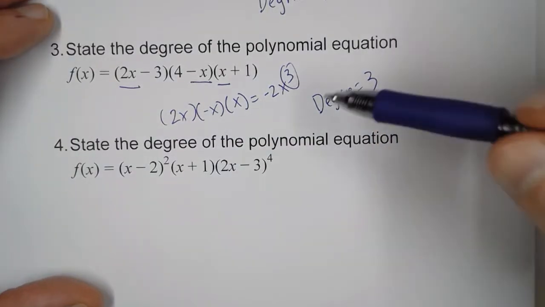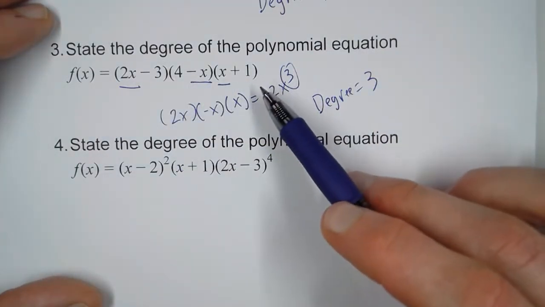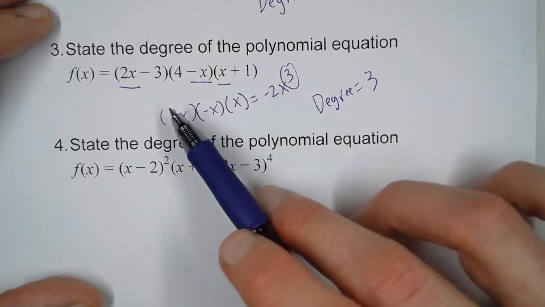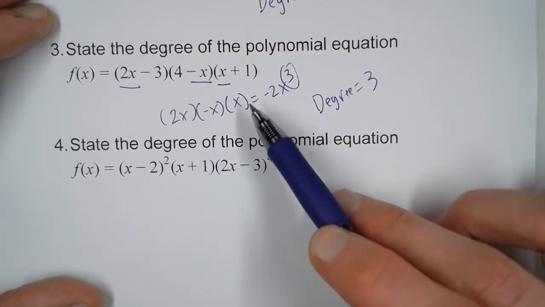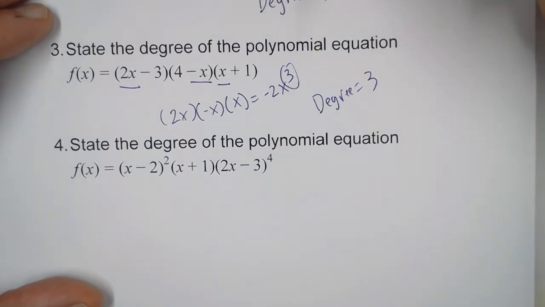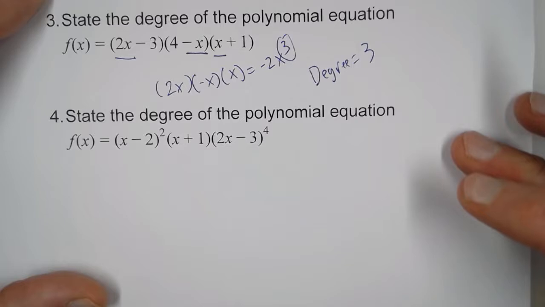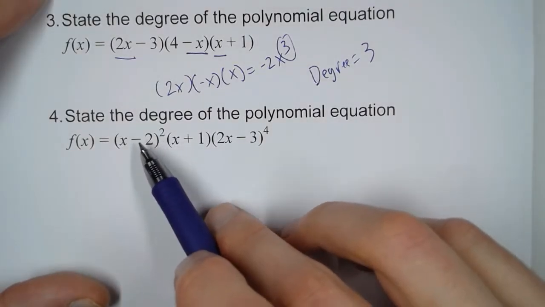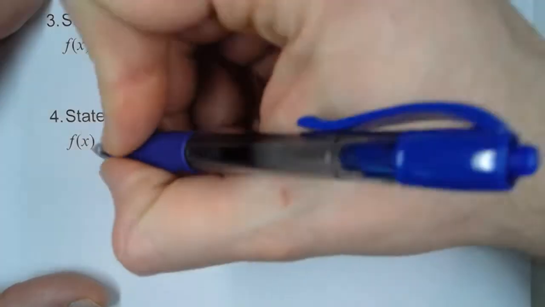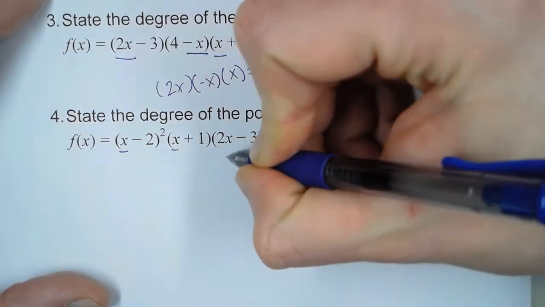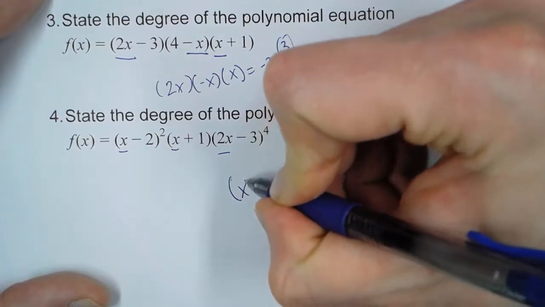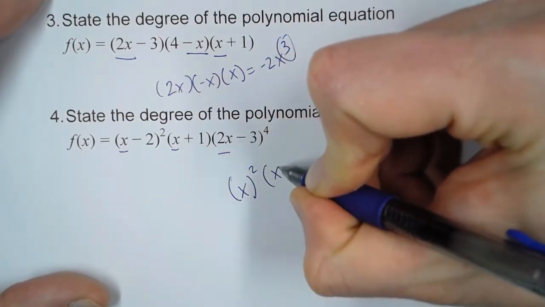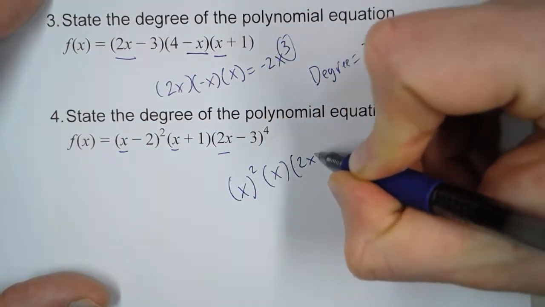And if you want to plug this into an online computer algebra system and have it expanded out for you, you can do that. But this is a little bit quicker, because all we need for this problem is the degree. Now for number 4, we're going to do the same thing, except you have to notice that this factor is squared and this factor is to the 4th. So we still take the same approach. We have x, but that's squared. We have x, here we have 2x, and that's to the 4th.